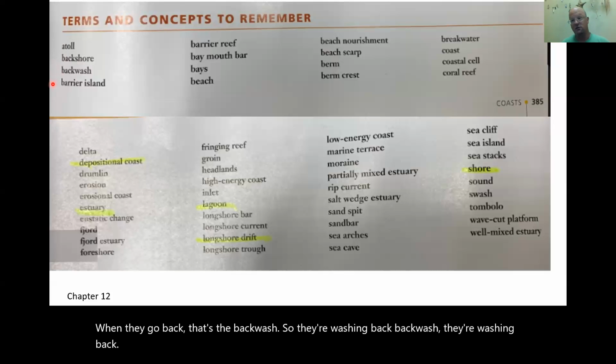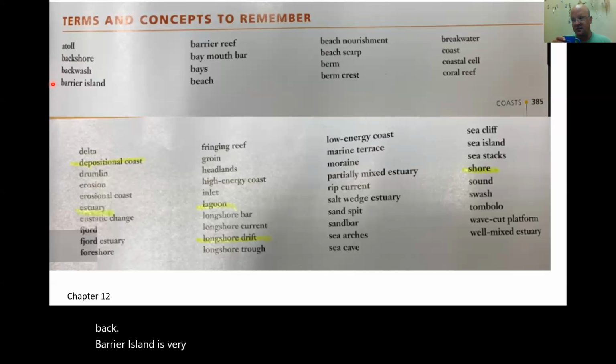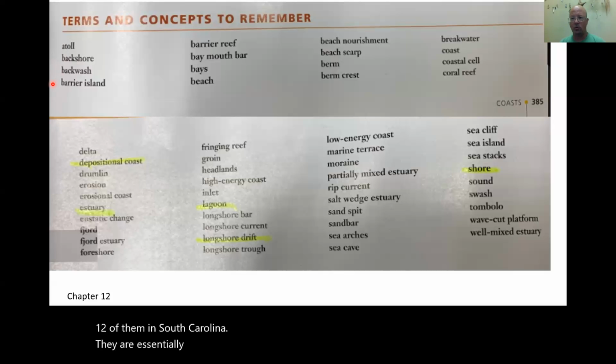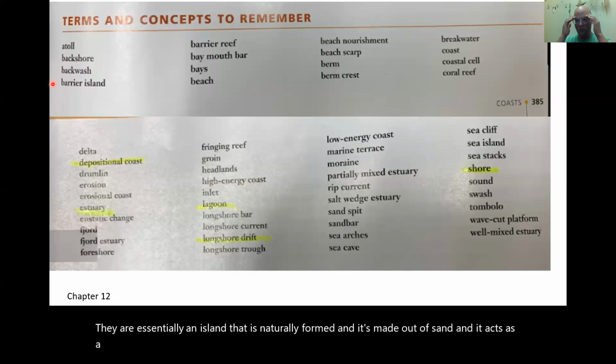Barrier island is very common in the Southeast, especially South Carolina. I think we have about 12 of them in South Carolina. They are essentially an island that is naturally formed, made out of sand, and it acts as a barrier, right? So it's separate from the mainland, the continent.